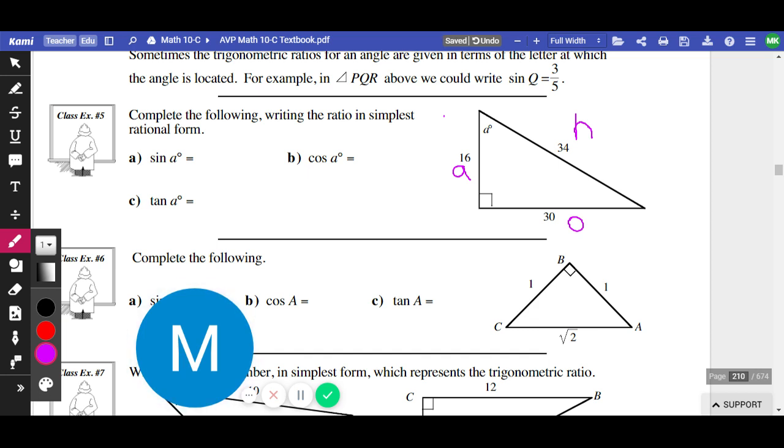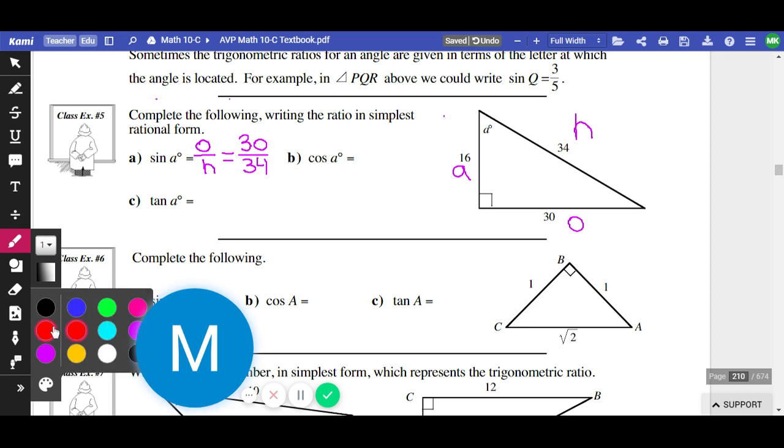All right, sine A. That means the sine ratio based on angle A. Just a reminder, the sine ratio is opposite divided by hypotenuse. The opposite side is 30. The hypotenuse side is 34. B, the cosine ratio. Just a reminder, cos is equal to adjacent divided by hypotenuse. So the cosine ratio based on angle A is 16 divided by 34.